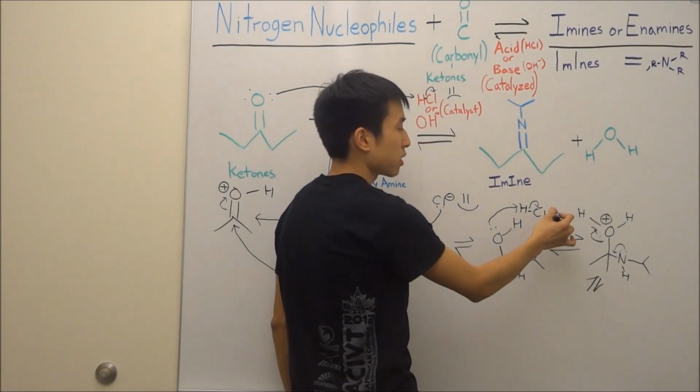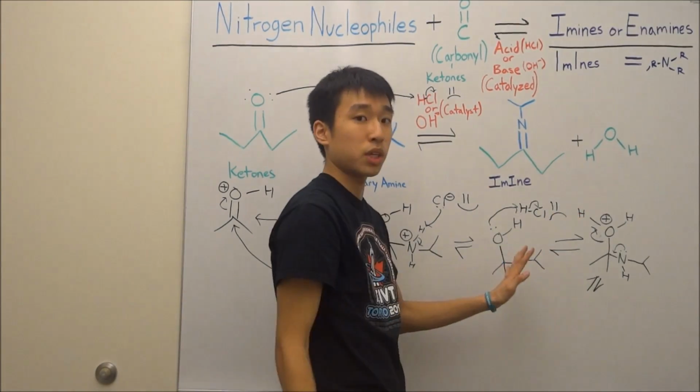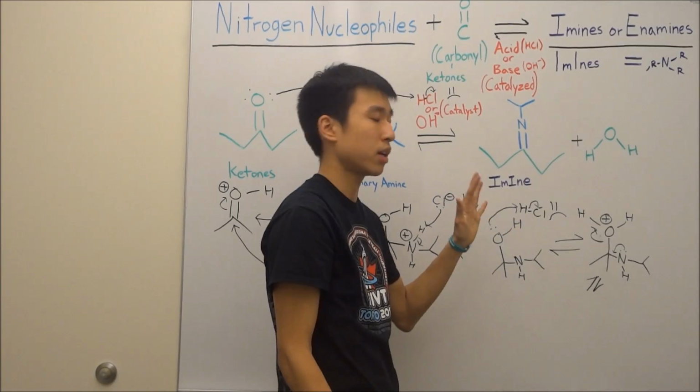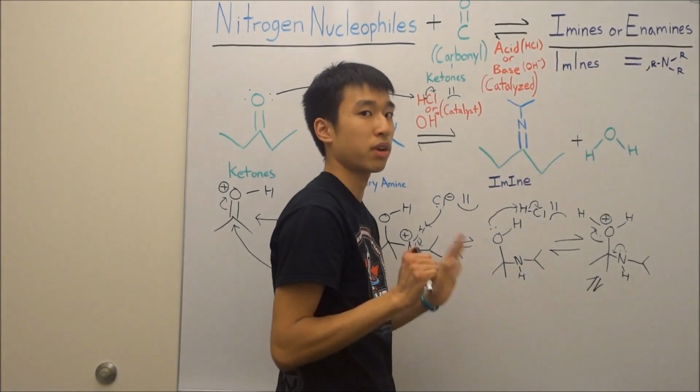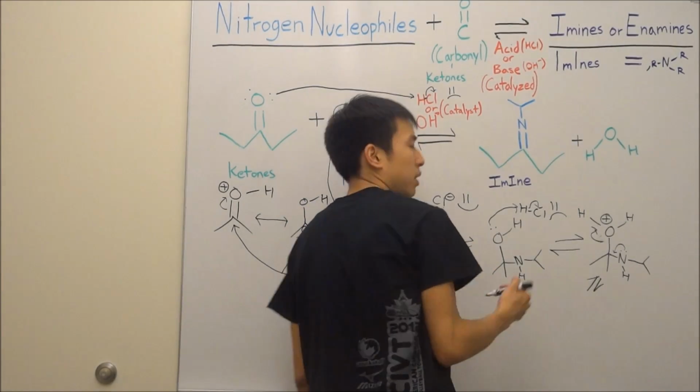Alright, and also we lost our catalyst here, so I'm just going to put a sad face. So we know that we need to get our catalyst back in a later step in order to make sure we're doing the right mechanism, because you can't lose your catalyst or gain more of your catalyst.